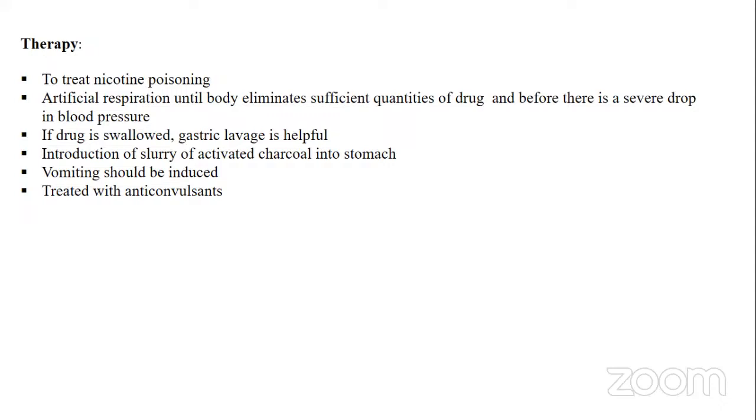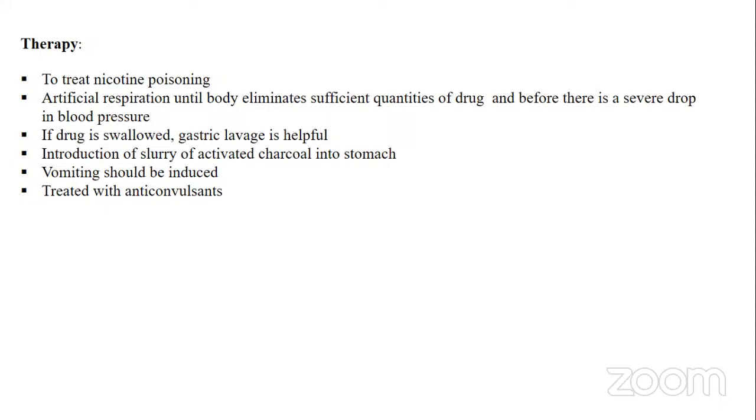And the final one is the therapy. To treat nicotine poisoning, the first step is artificial respiration until the body eliminates sufficient quantities of the drug, before there is a severe drop in blood pressure. If the drug is swallowed, gastric lavage is helpful. Introduction of a slurry of activated charcoal into the stomach is also used in therapy. Vomiting should be induced, and anticonvulsants are given because convulsions are symptoms you will see. Paralysis and convulsions are all seen with the effect of nicotine.